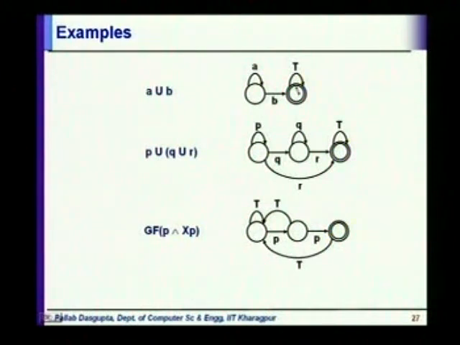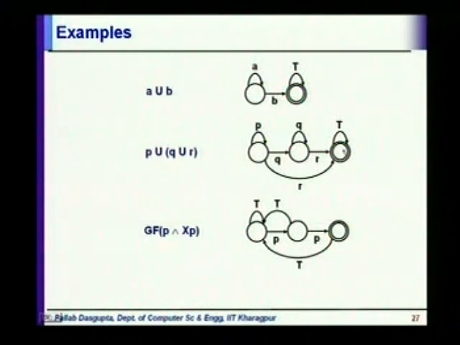This is the accepting state. Look at P until Q until R. As long as I get P, I can stay here. When I get a Q, I can go here. And then I can get Q, Q, Q, Q, and then when I get R, I go here. From here, if I directly got R, I would have gone here. But once I reach this state, again I stay here forever.